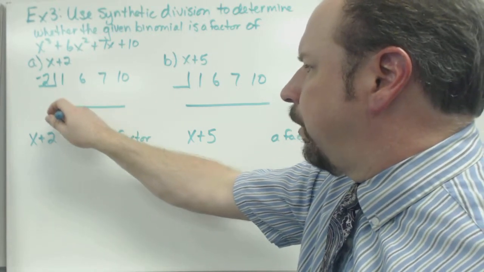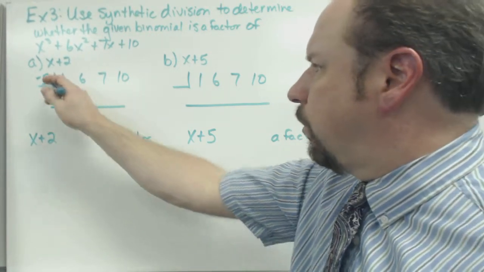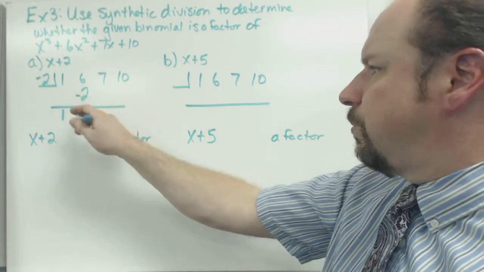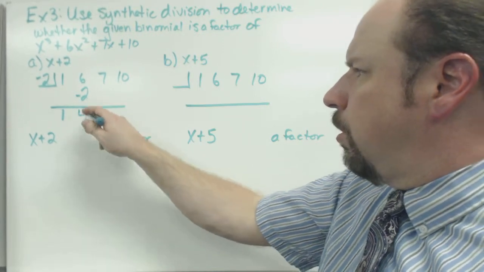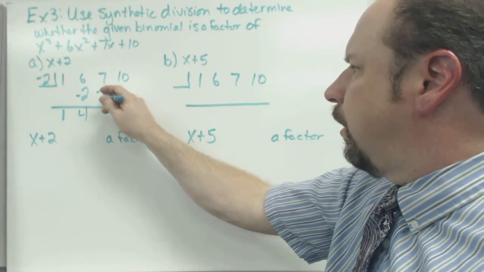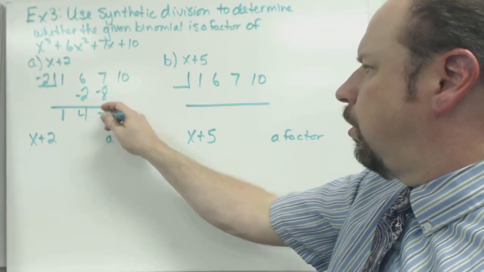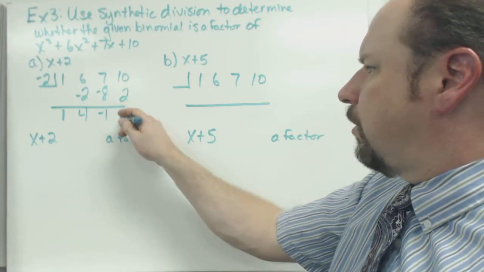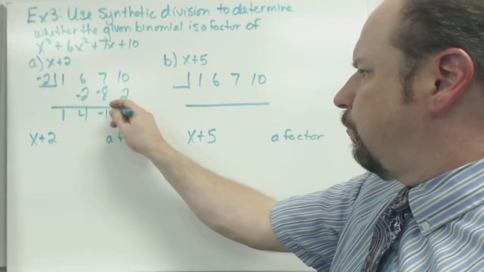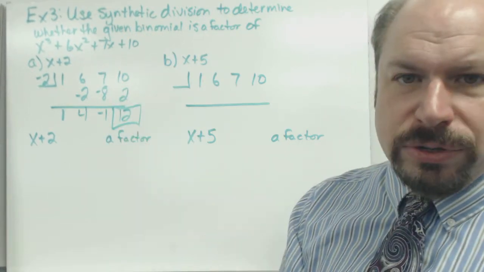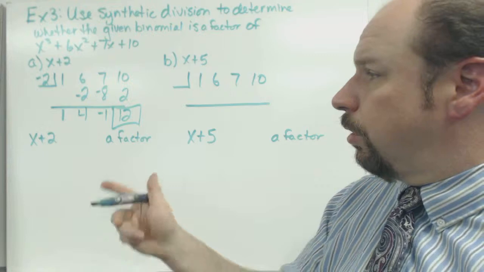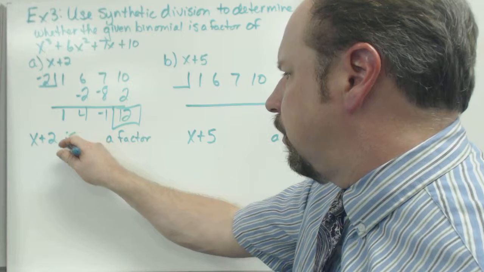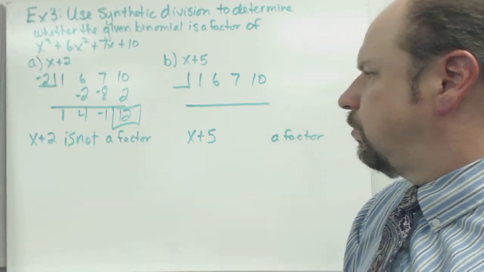So first step, bring down the first number and then multiply. 1 times -2 is -2. And we're going to add straight down. 6 minus 2 is 4. 4 times -2 is -8. Add straight down. -1. -1 times -2 is positive 2. And we're going to add straight down. So we get a remainder of 12. So remember, in order for it to be a factor, we have to have a remainder of 0. In this case, the remainder is 12. So this, x plus 2, is not a factor.